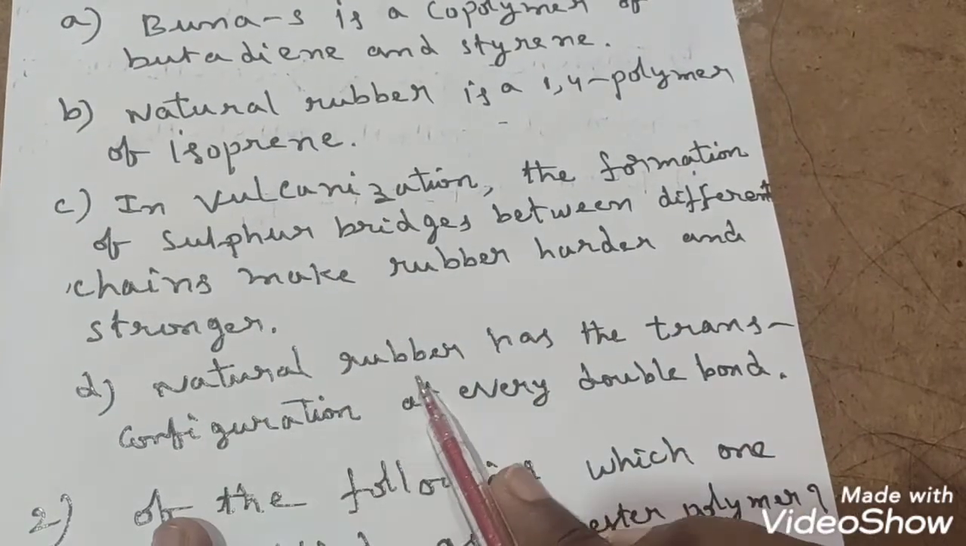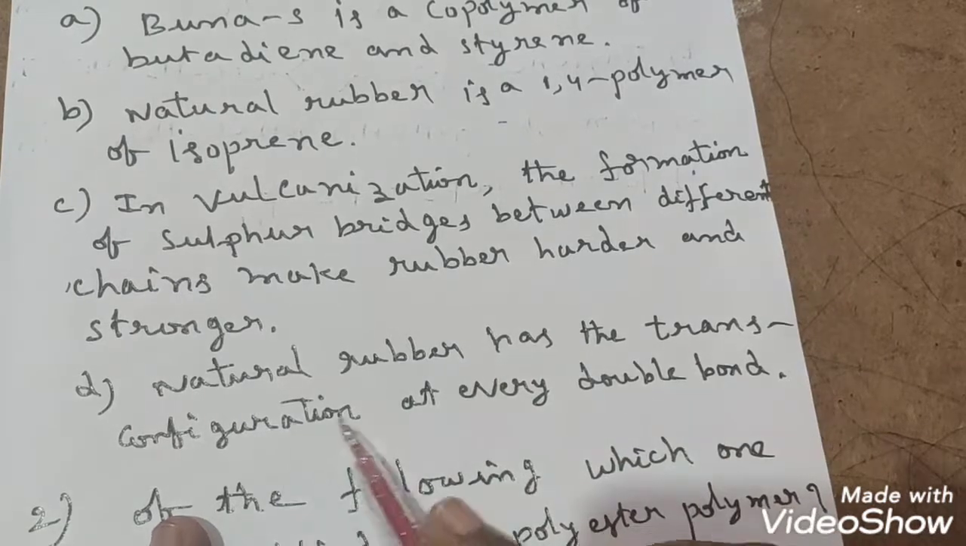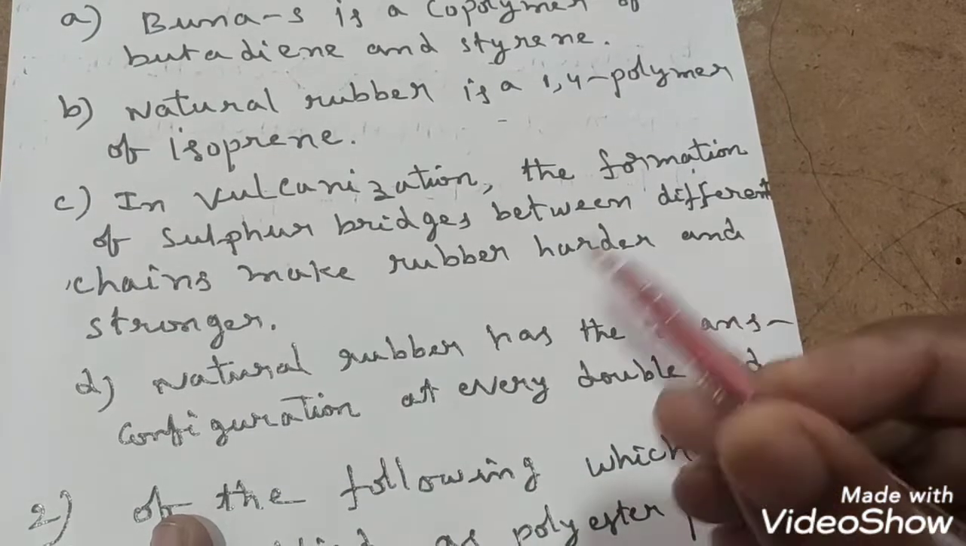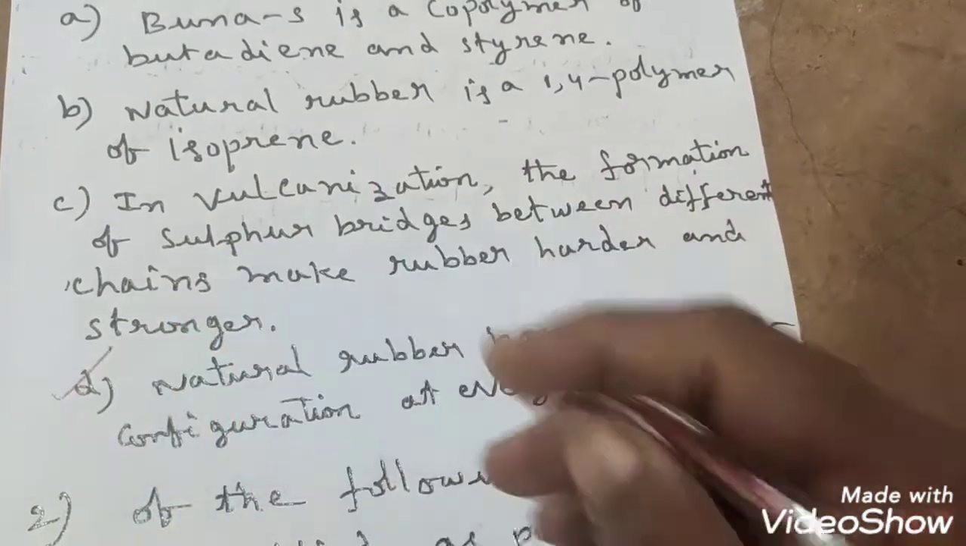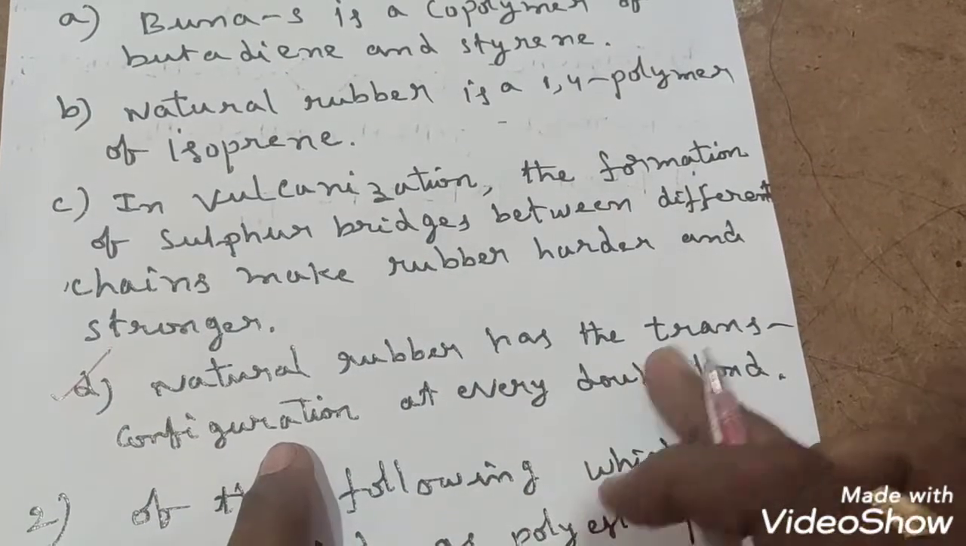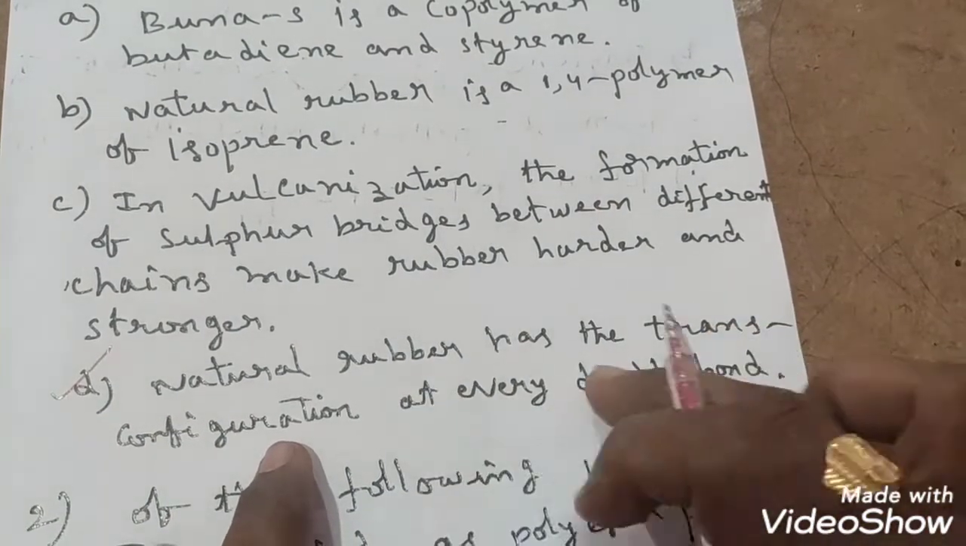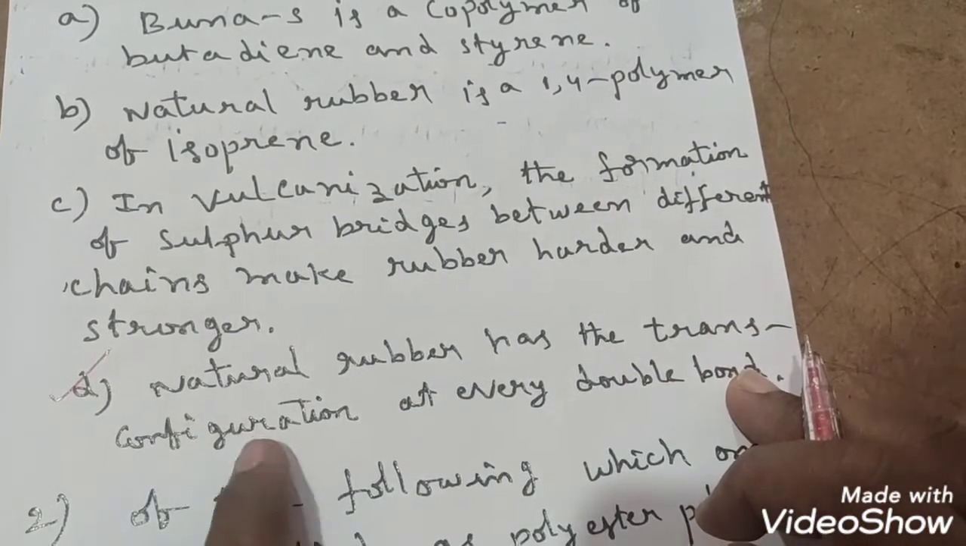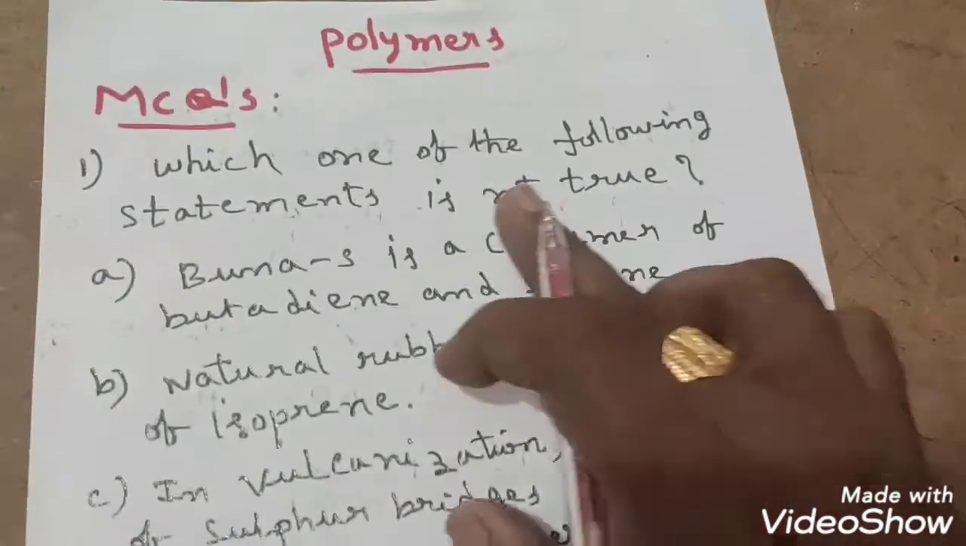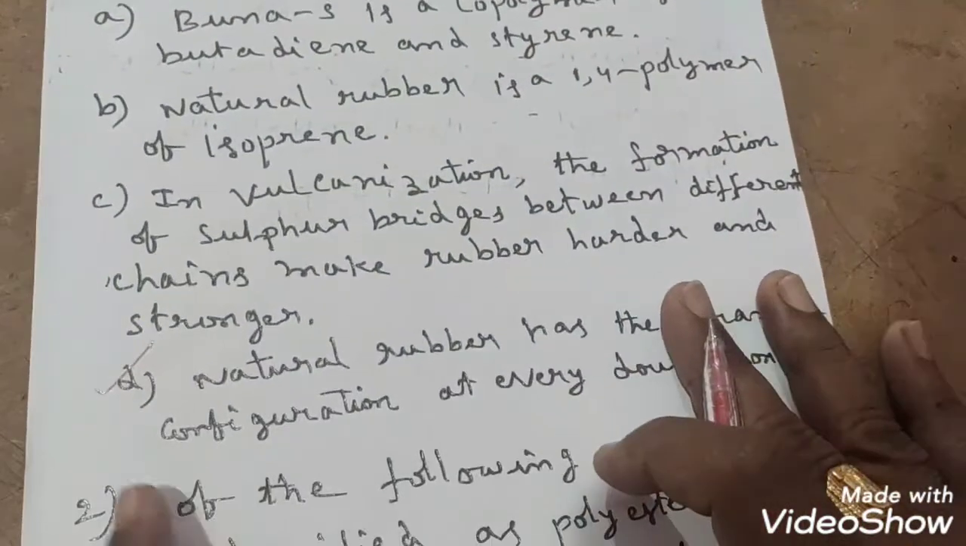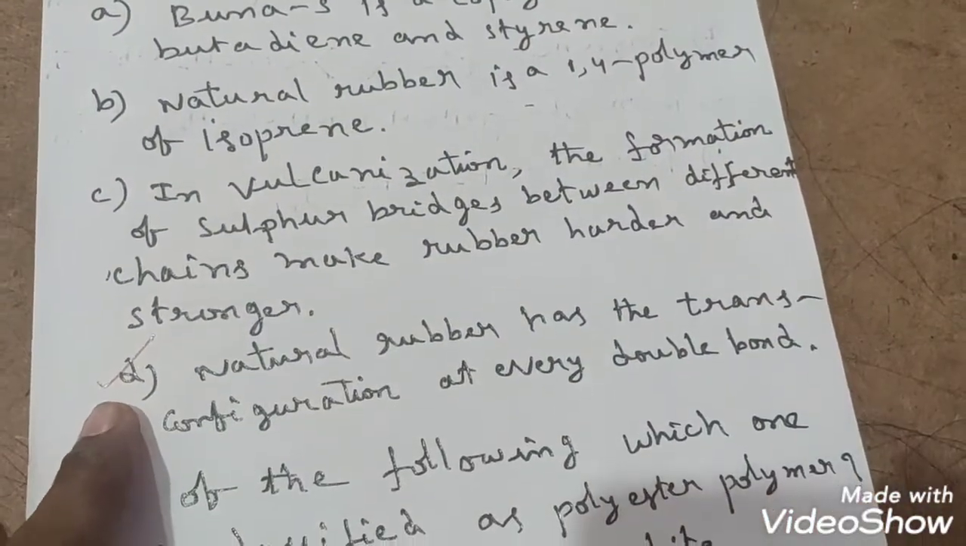Next statement, if you observe, natural rubber has the trans configuration at every double bond. No, this is the wrong statement. Natural rubber has the cis configuration at every double bond is the correct statement, students. So here they have asked for the wrong statement. So that's why the correct answer is option D.